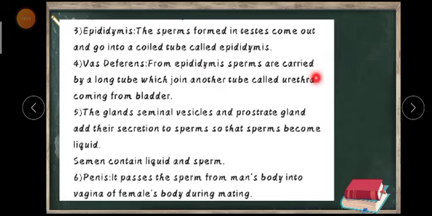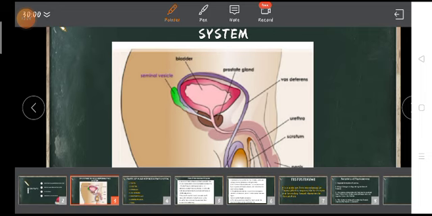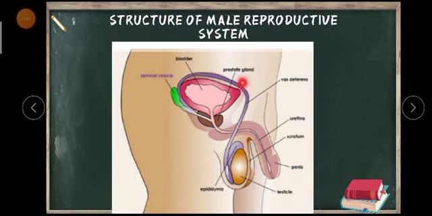From epididymis, sperms are carried by a long tube which joins another tube called urethra coming to the urinary bladder. This vas deferens is the long duct, which is also called your sperm duct. Since you already know about this, it is called sperm duct, and this comes and joins the urinary tract. This is the urinary tract. This is urinary bladder where urine is stored.